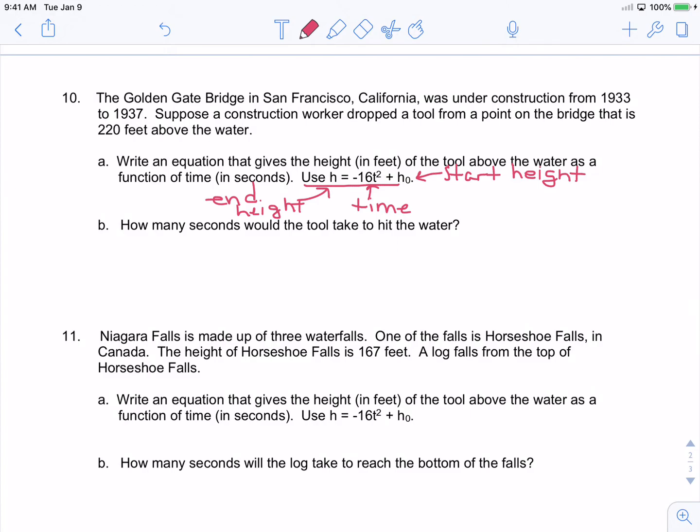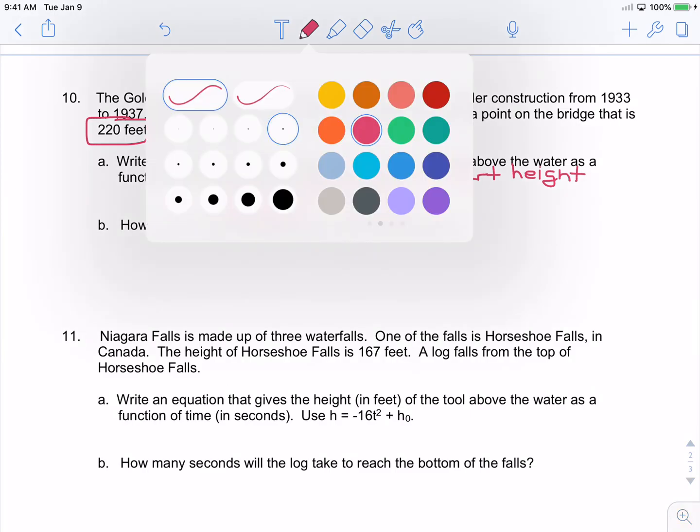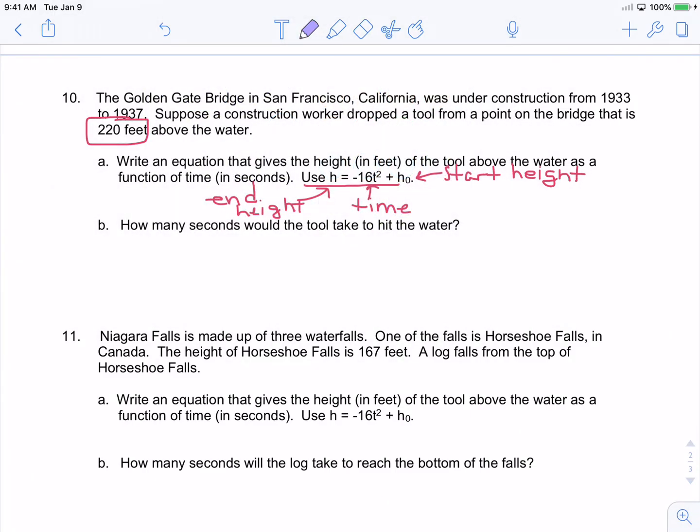So if we look at our problem, we only have one number. The one number is 220 feet above the water. So we don't know our end height. We don't know the time. But we know that the tool is starting 220 feet above the water. So that would be our equation. So negative 16t squared plus 220, because the tool that's being dropped is 220 feet above the water. That's where it's starting. Part B says, how many seconds would the tool take to hit the water?